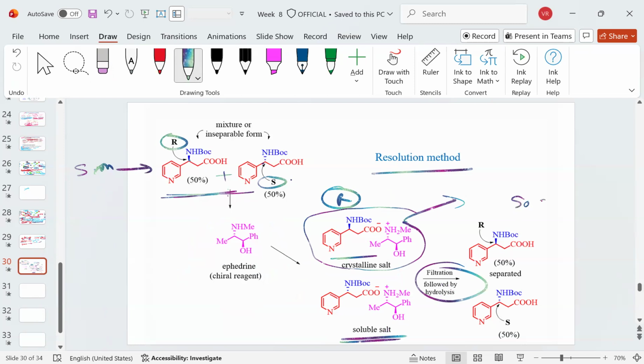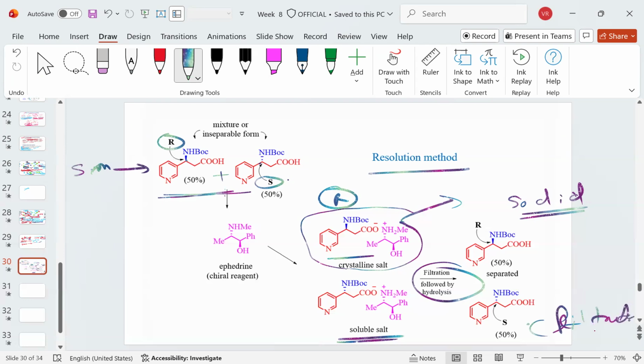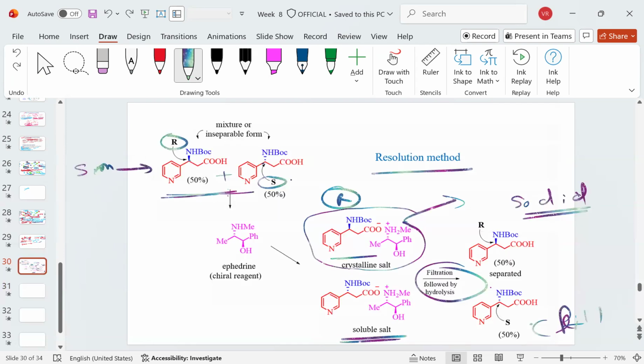So this will be the solid, and it will remain on the filter paper. However, this compound will go into the filtrate. So this is also one method of resolution. Any doubt on this one?